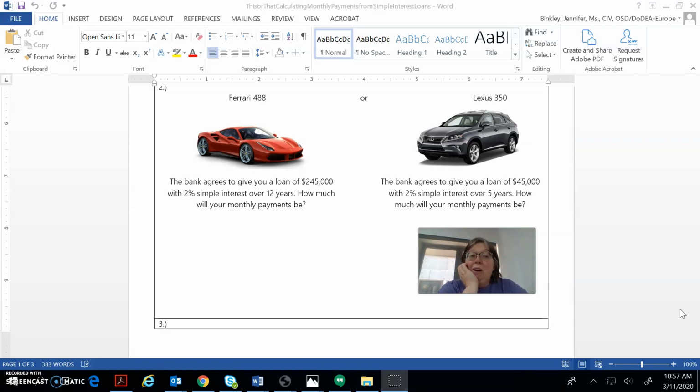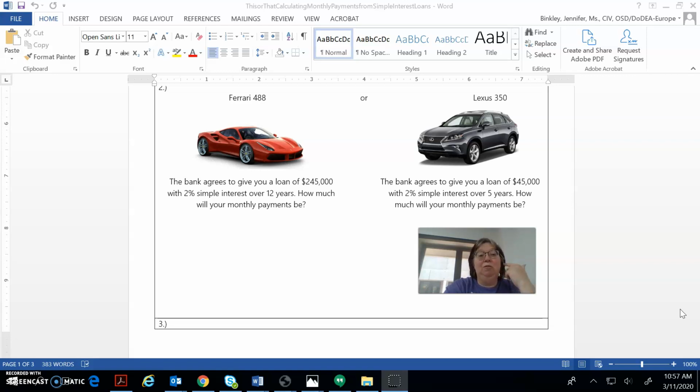We were going to talk about finding out monthly payments and how you would figure that out using the interest formula. So on your screen, you see two cars, a Ferrari and a Lexus. You will need to use the interest formula that we've been practicing, principal times rate times time. Add the interest to the total of the car and divide it by 12.